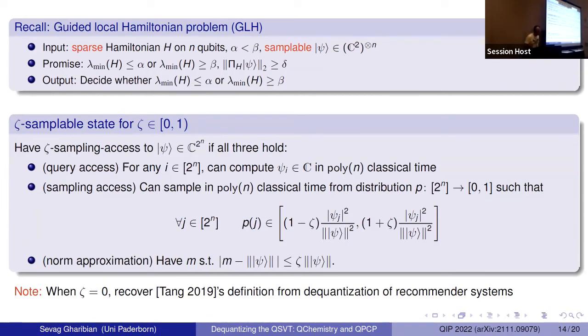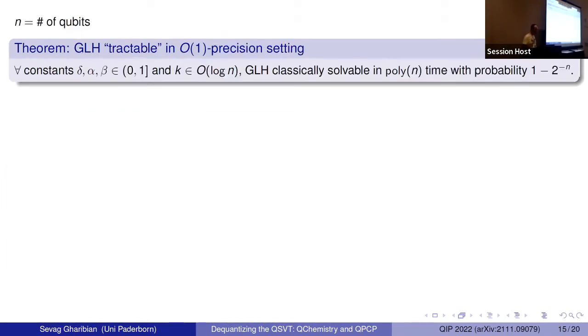Okay, so our guiding state is going to be of this form. And what we claim is that in the constant precision setting, we can solve GLH efficiently classically with the assumption that we have a guiding state that is sampleable.